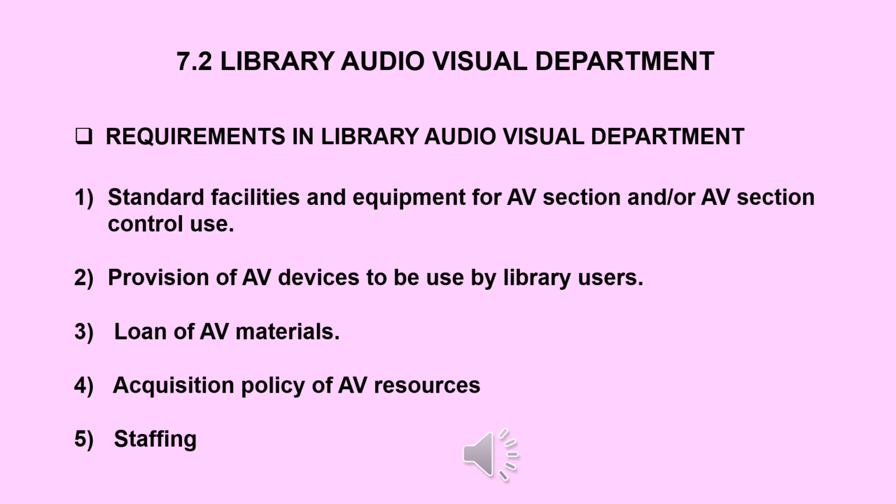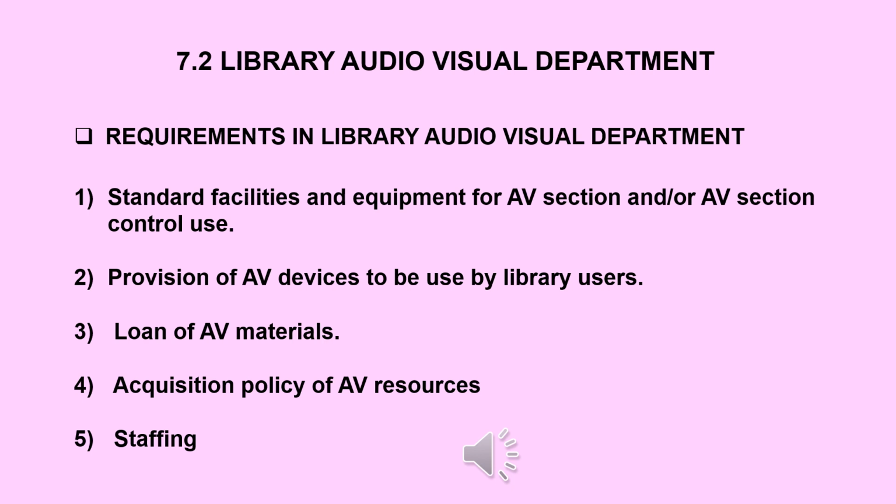A library audiovisual department needs to determine on the loan of AV materials. They need to determine whether to allow or disallow borrowing of audiovisual resource. It would be conditional permission for loan of AV material, for example, the loan period, loan quantity, fines, and other things related to loan service.